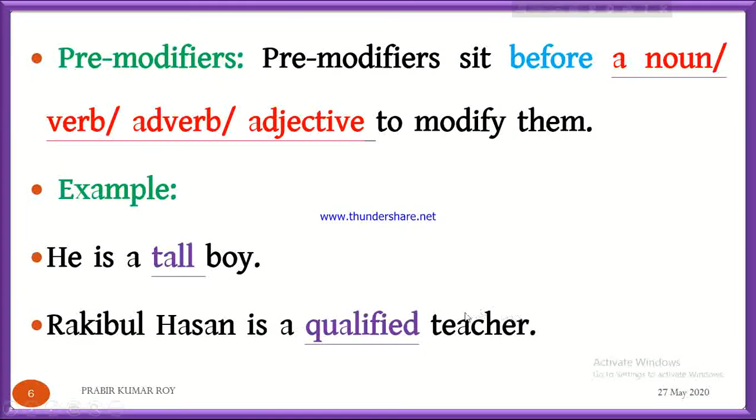Rakibul Hassan is a qualified teacher. Here, teacher is the noun. How is the teacher? The teacher is qualified. Since the word qualified is placed before the noun, it is called a pre-modifier. So a pre-modifier is placed before the noun or verb or adverb or adjective and modifies them.